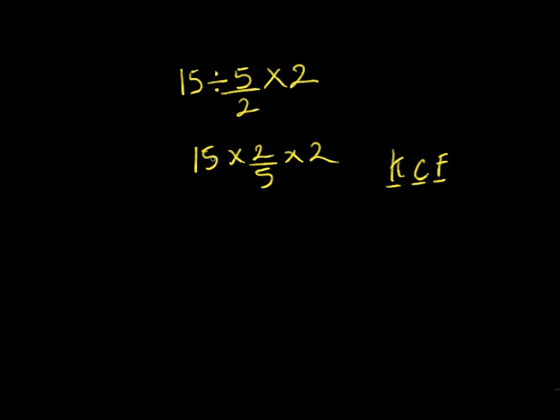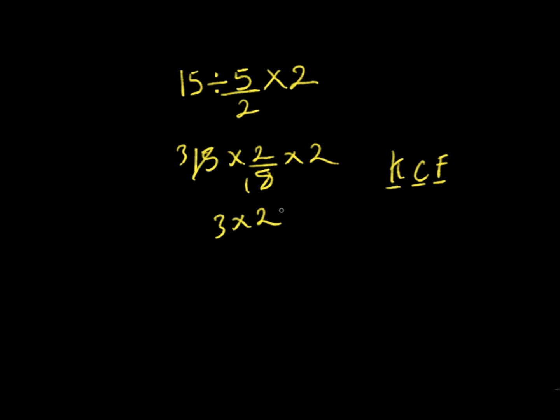multiplied by 2. 5 into here will give us 3, and 5 into here will give us 1. Then we are left with 3 times 2. 3 times 2 will give us 6. Then 6 times this 2 over here will give us 12. 12 is the right answer to this question.